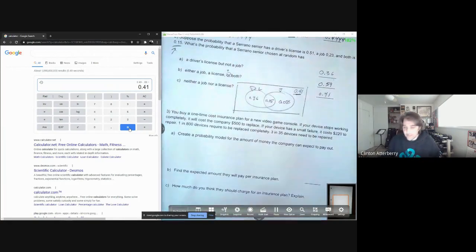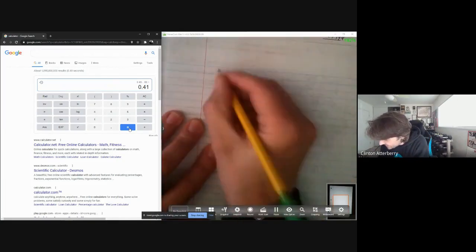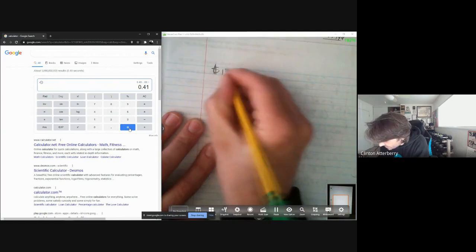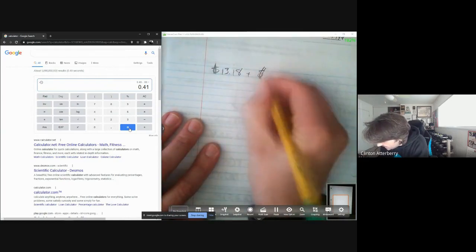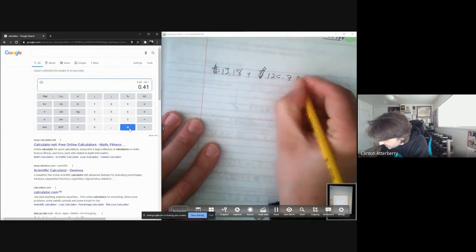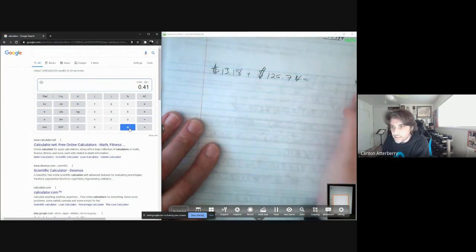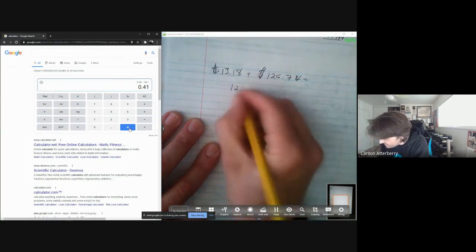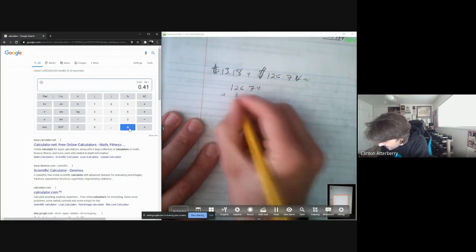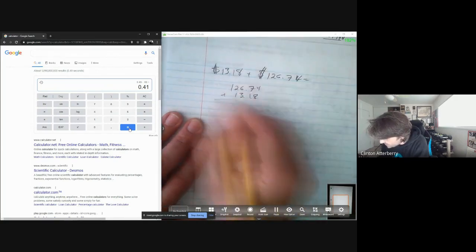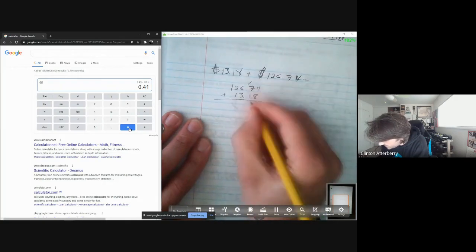Now, why did I do it like this? This is the recommended way to work this problem out. It's kind of like if you had, let's say, $13.18 plus $126.74. You're like, if I add that together, what do I get? Can I just add it like this? This would be my preferred method to add these together: line up the decimals, put the number on top, and do the addition here.